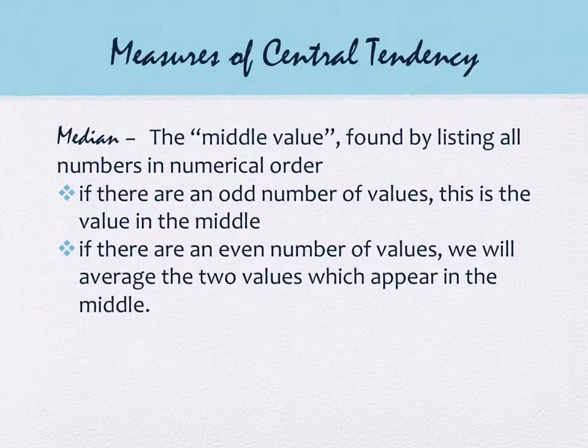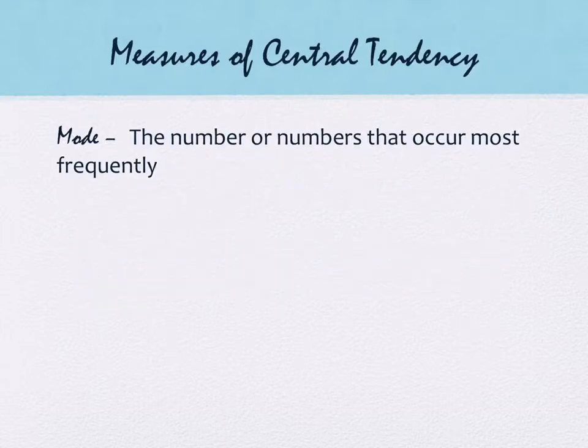Sometimes, depending on how things are bunching up, like if I have a whole bunch of high grades and a whole bunch of low grades, that number might not be the 50th percent mark at all. Okay? So this is an ordering process and taking a middle value. The last one is the mode. The mode is the number or numbers that occur most frequently.